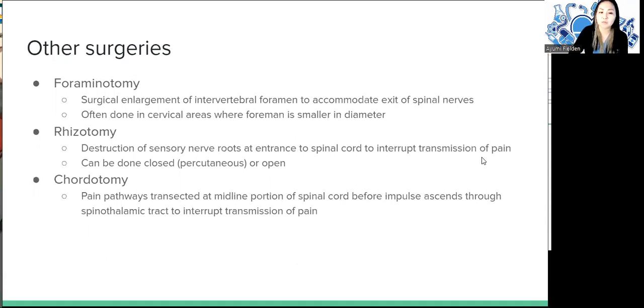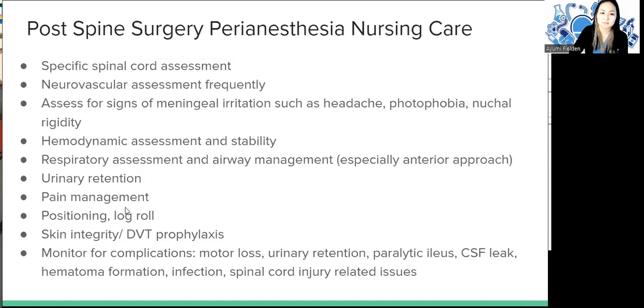Cordotomy, so that's where pain pathways are transected at the midline portion of the spinal cord, through the spinothalamic tract, to interrupt transmission of pain. Another procedure for your pain management. So for generalized spine surgery, pain, anesthesia, and nursing care, you need to be aware of several things.